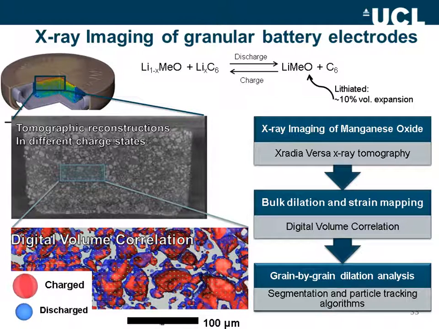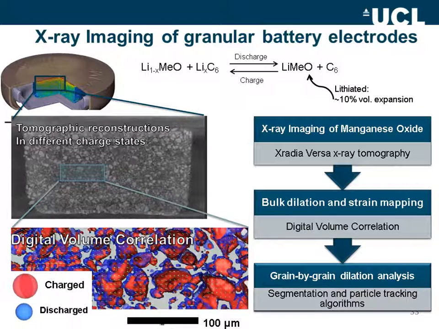Because this is a non-destructive technique, we were able to use the images in combination with digital volume correlation, that is three-dimensional digital image correlation, to compare the charge and the discharge state. By comparing the charged and the discharged battery, we're able to generate three-dimensional strain maps, which give us an indication of the direct link between the mechanical degradation of the battery, the image of the battery, and the electrochemical performance loss.